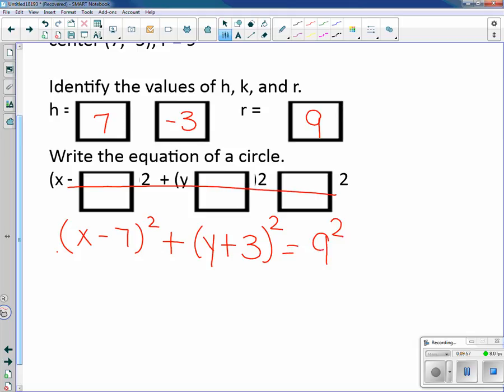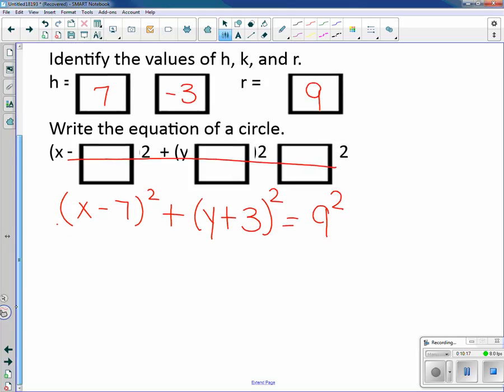Now, do you all see when I said it's the opposite of what you have? So because it's 7 here, it becomes -7 there. It is -3, it becomes +3. Now, normally in an equation, they do not give it to you as 9 squared, just so you know. So you are going to have to know that this is also the same thing.